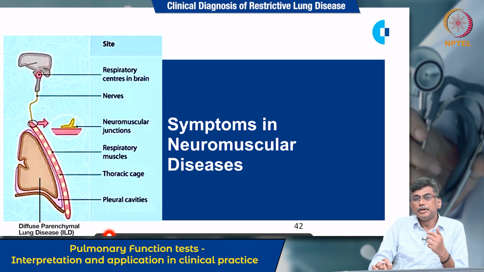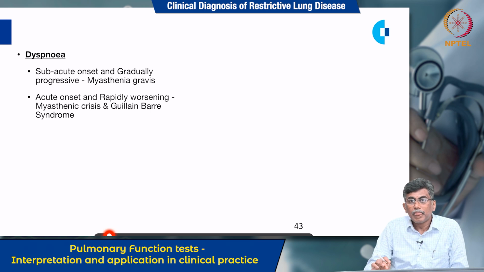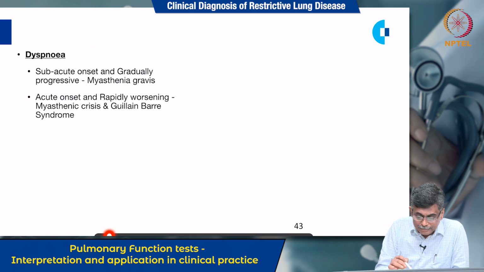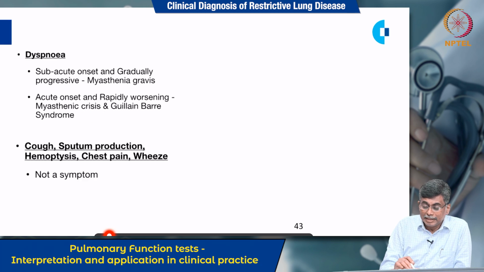Now what are the symptoms in a neuromuscular disease? So neuromuscular disease, as I told you, involves respiratory muscle problem, neuromuscular junction problem and nerve problem. What are the symptoms there? They also have dyspnea. It can be gradual onset, subacute onset and gradually progressive, like in myasthenia gravis, or rapid worsening as in Guillain-Barré syndrome or in a myasthenic crisis. In myasthenic crisis, it suddenly becomes worsened. They generally do not have any cough, sputum production, hemoptysis, chest pain or wheeze.